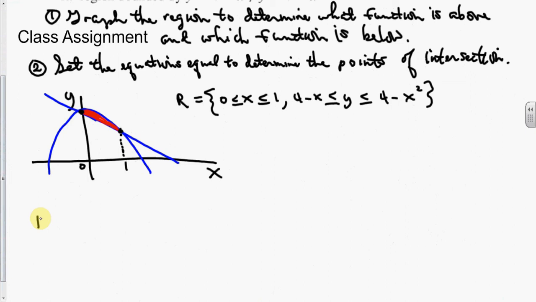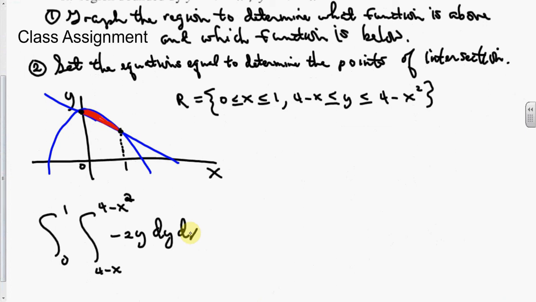So let's see. You have the integral from 0 to 1, and then the integral from 4 minus x to 4 minus x squared of negative 2y dy dx. Does everybody have that? Okay, good. For these double and triple integrals, setting it up is the challenge. If you can get that, that's the first hurdle: just set it up correctly.